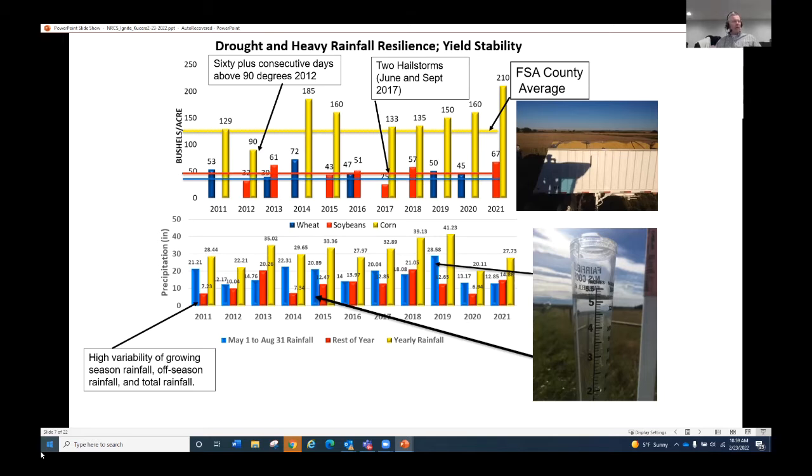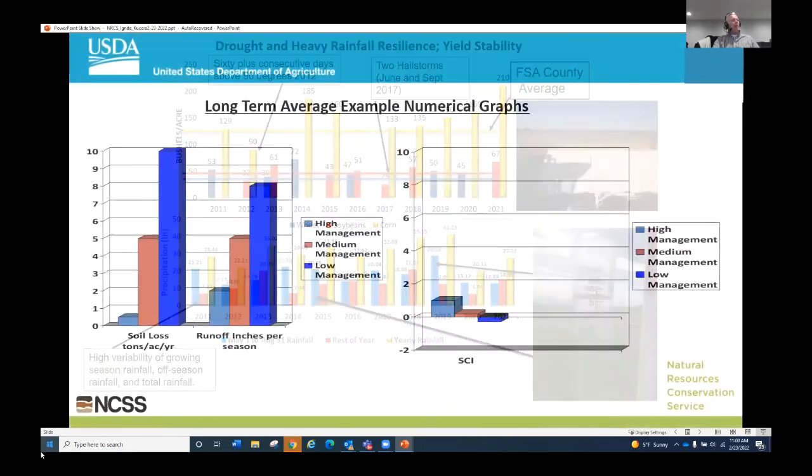What occurred during the off season in moisture and what occurred during the yearly rainfall. Also within some of these individual years, there were at least two 5-inch rainfall events. So the idea of assessing risk is to look at this type of variability that's becoming more commonplace.